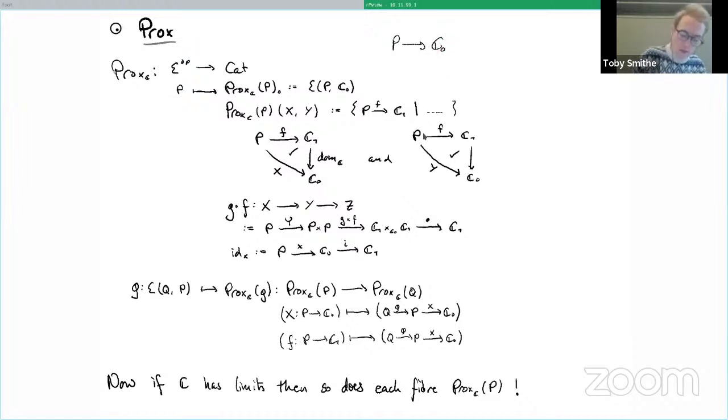Then the morphisms from some X, from P to C0, to some Y, are going to be these P generalized elements of C1. So we've got some F from P to C1, such that they have the right domain and codomain for each point of P. So that's what these two axioms say. And then we do the same kind of thing for composition. So we copy the parameter, and then I've got these the wrong way around, it doesn't really matter.